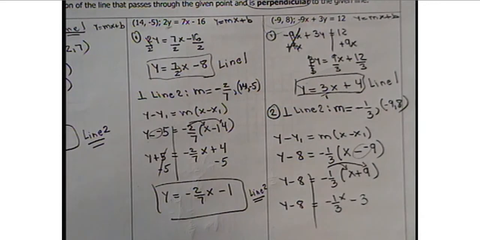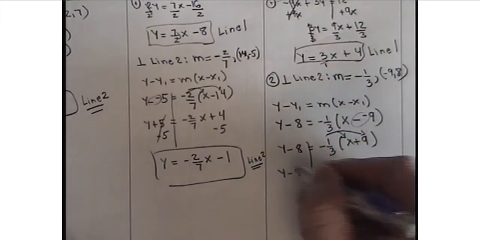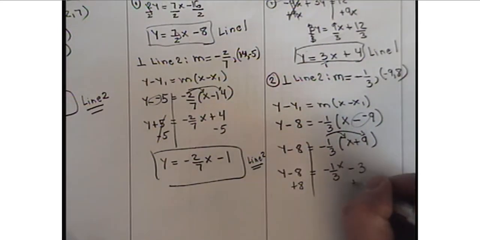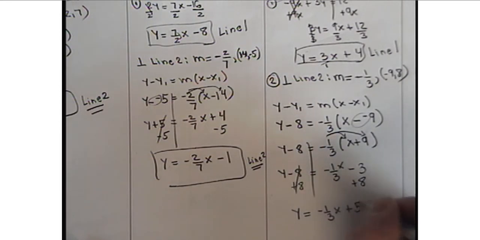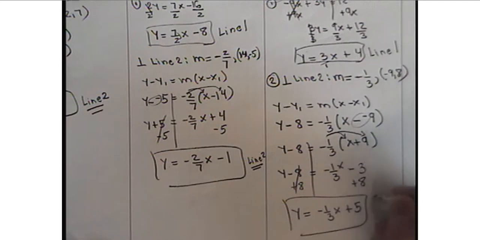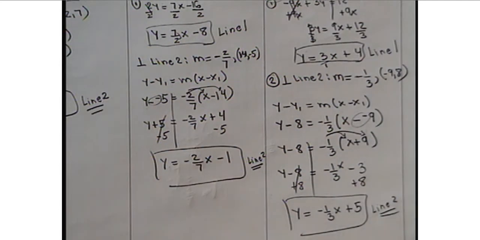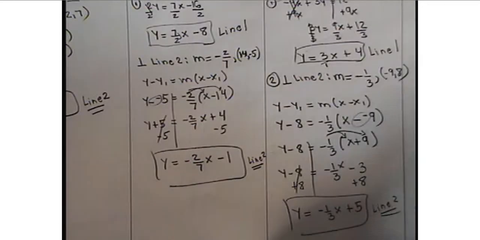Okay? So my next step will be plus 8. Those two cancel, so y is equal to -1/3 x plus 5. -3 plus 8 will be plus 5. That will be the line 2 equation. With this, we are done with first learning target, 5.5. Alright, so now I'm moving to the second learning target.